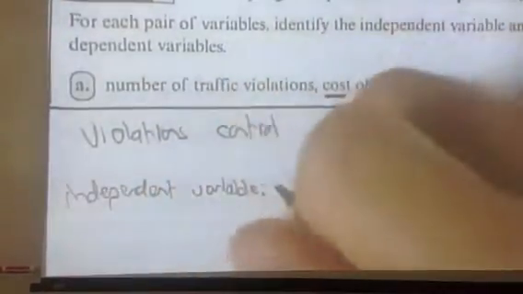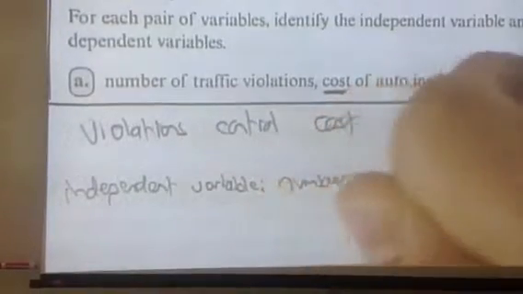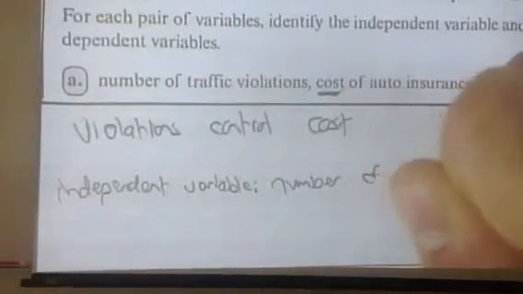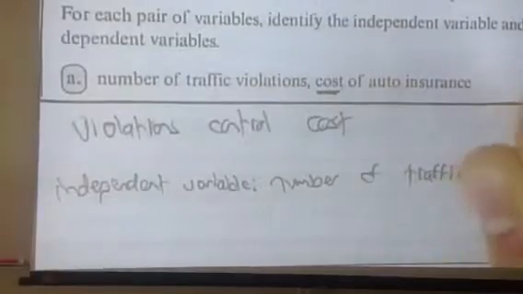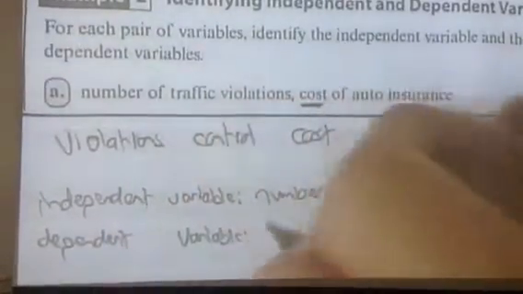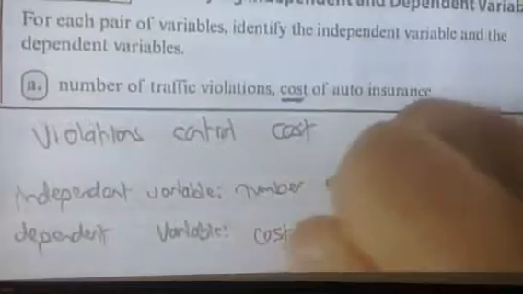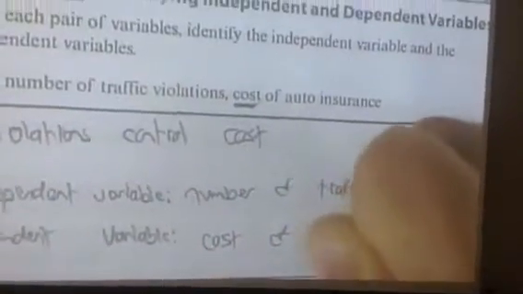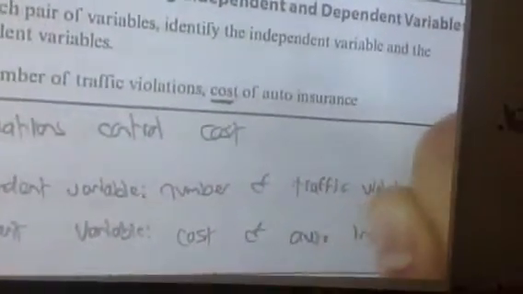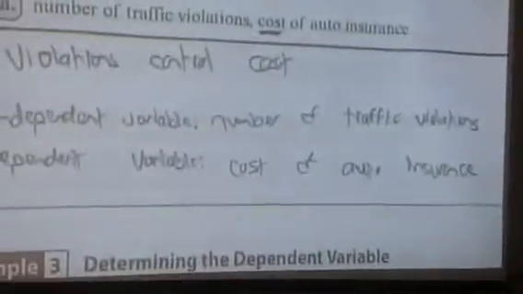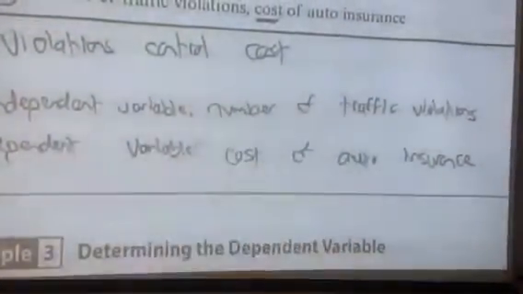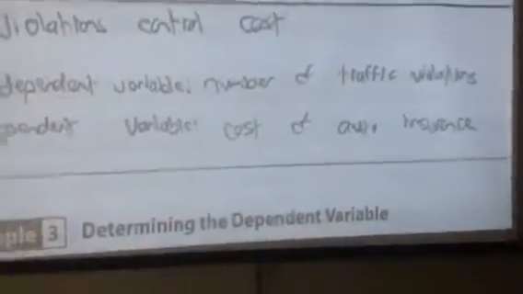variable is the number of traffic violations, and your dependent variable is the cost of auto insurance. Okay? The independent controls the dependent. So the number of traffic violations is controlling the cost.